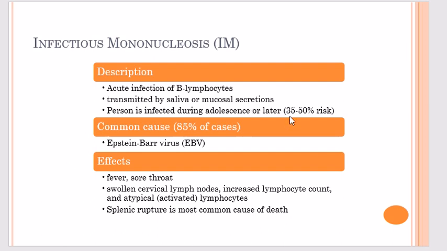But this 35 to 50% risk is saying that 35 to 50% of people that contract the Epstein-Barr virus will end up developing infectious mononucleosis, meaning that, for instance, in children, they might come into contact with the Epstein-Barr virus, but they oftentimes don't develop mono.